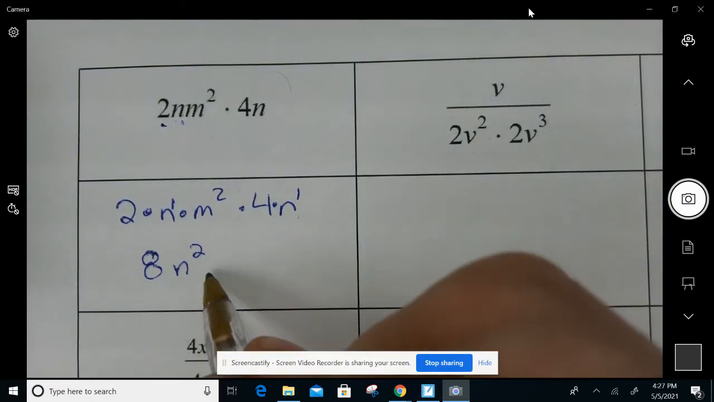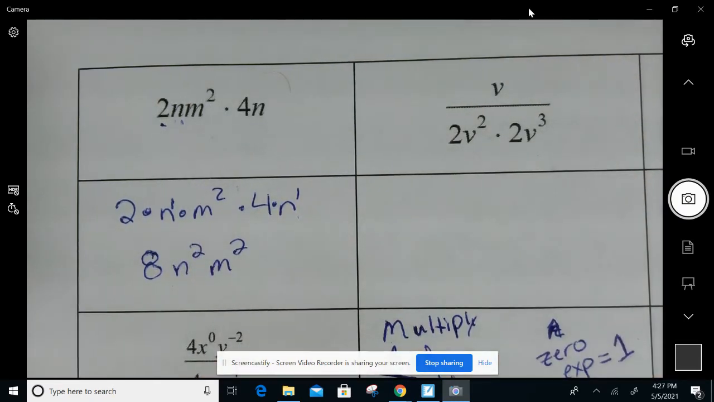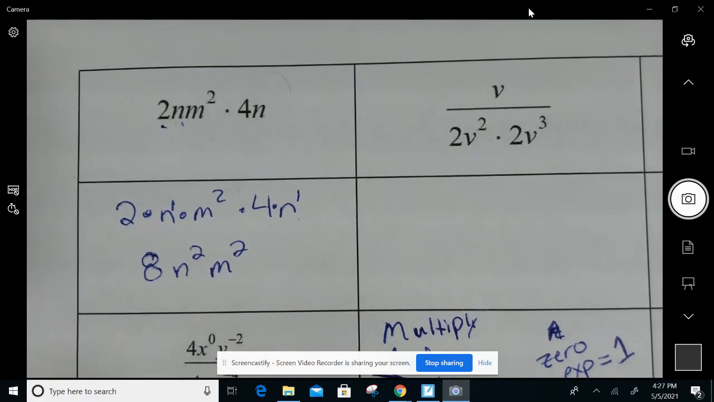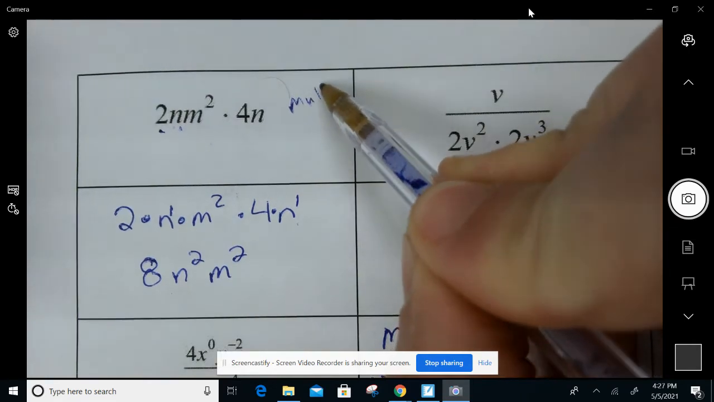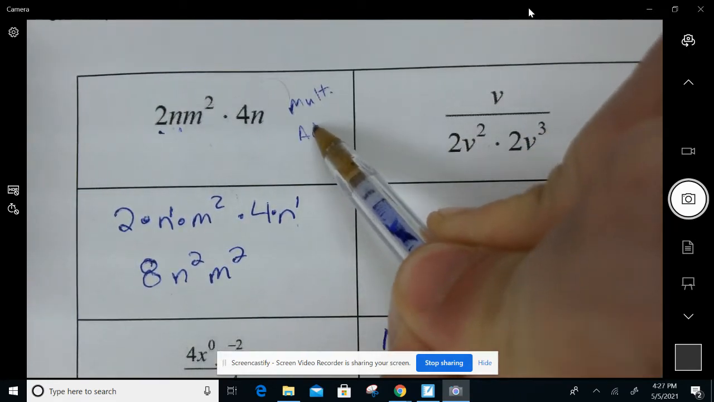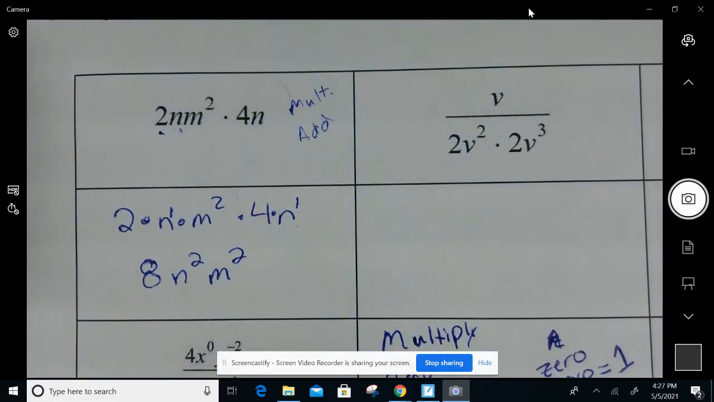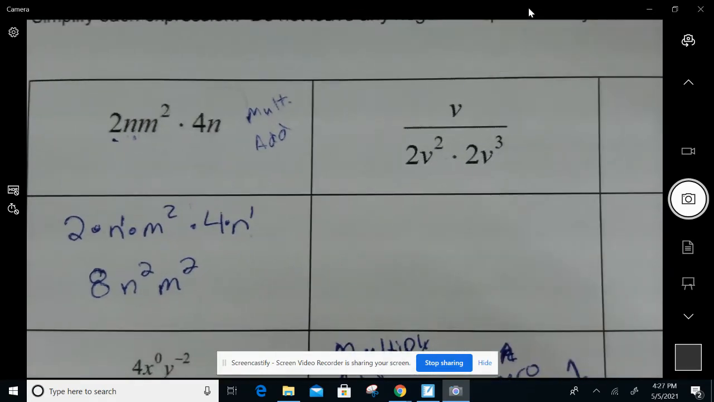And there's m to the second. That's it. All right, be responsive, follow your rules, kind of maybe assess the situation. Everything is multiplication, so when it comes to exponents, add. All right, let's go to the next one.